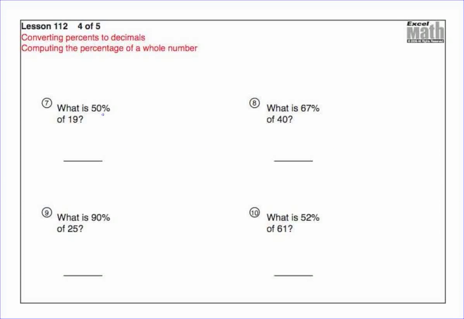All right, let's do this first one together. What is 50% of 19? Oh, I see a percent sign. Looks like I'm going to multiply. 50% is equal to 0.5 or 0.50. That 0 is meaningless because 5 tenths and 50 hundredths are the same thing. So I'm going to do 19 times 0.5.